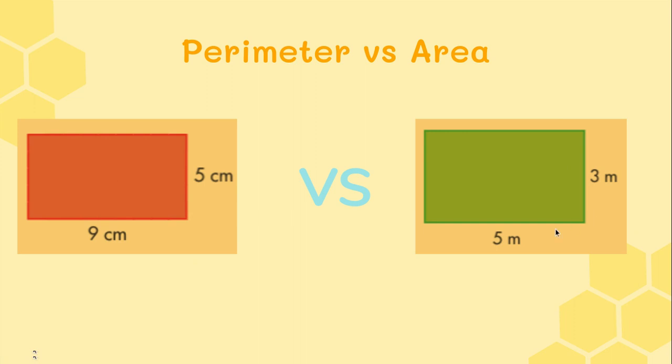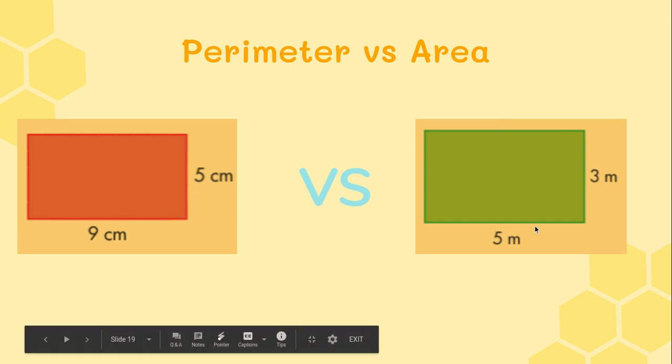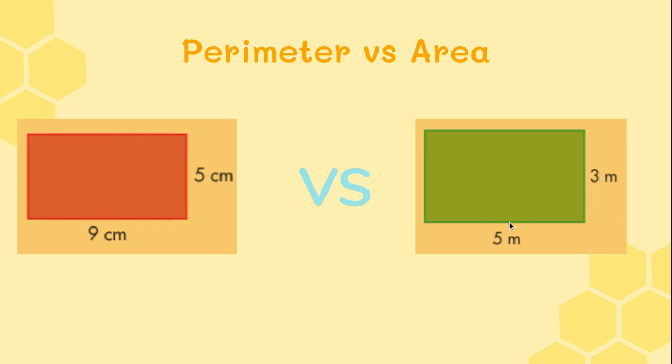First, we're going to find the perimeter. 5. This side is also 5 because it's a rectangle. 10. 3. This side is also 3 because it's a rectangle. 6. 10 plus 6 is 16. So my perimeter is 16 meters. The M stands for meters. Now let's find the area by multiplying the length times the width. 5 times 3 is 15. Almost the same perimeter and area. So my perimeter is 16 meters and my area is 15 meters squared.